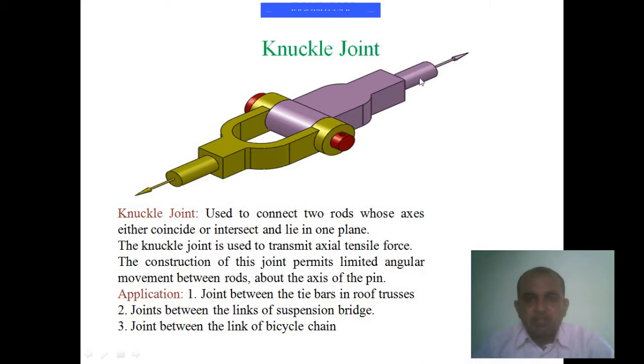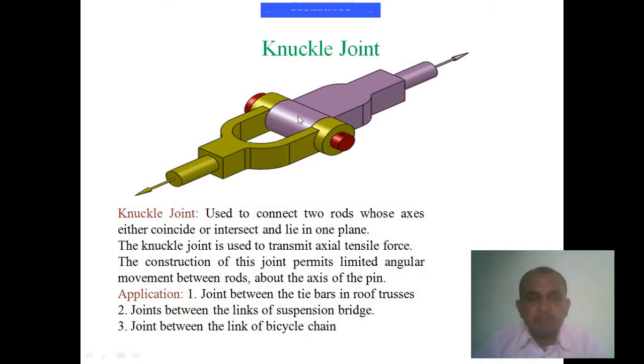Here in this sketch, the end of the eye and the end of the fork are circular in nature, but the cross section of these ends will vary based on the different applications. So what is a knuckle joint? A knuckle joint is used to connect two rods whose axes either coincide or intersect and lie in one plane. The knuckle joint is used to transmit axial tensile force. The construction of this joint permits limited angular movement between the rods about the axis of the pin.